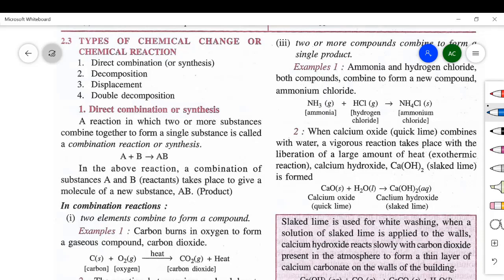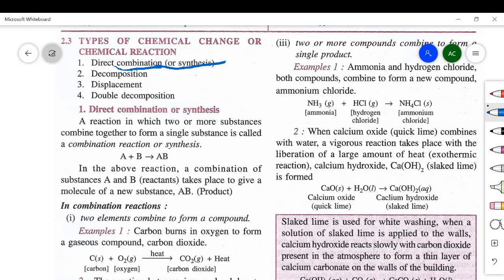So the first category is direct combination. The other name for this is synthesis. Okay, synthesis. What is the meaning of synthesis? Synthesis is when you are making something, forming something, synthesizing something, producing something. So here the word combination will tell you that any number of reactants can combine, can join to form a single substance.